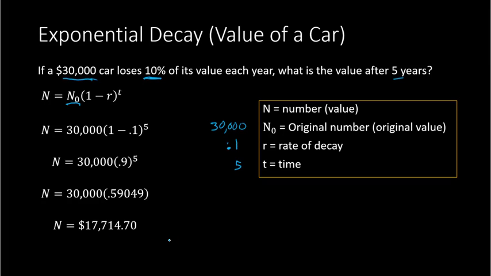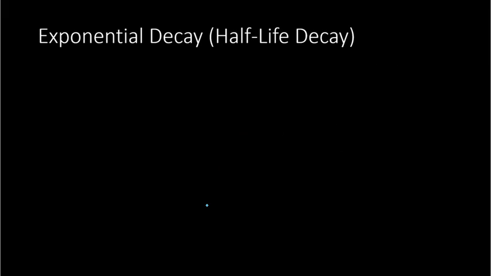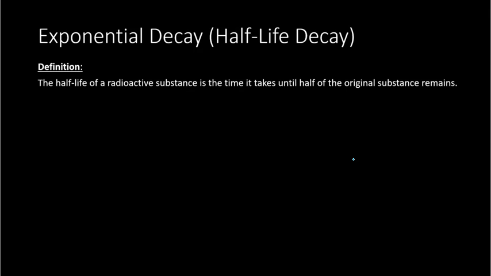Now to finish off, one other example of exponential decay is half-life. Where this comes into play is with radioactive material. So the half-life, by definition, is the time it takes until half of the original substance remains. For example, if the half-life is 400 years, that means after 400 years, you now have half of the amount of substance that you started with.